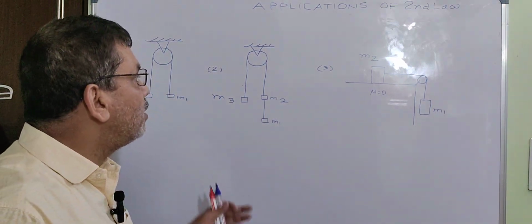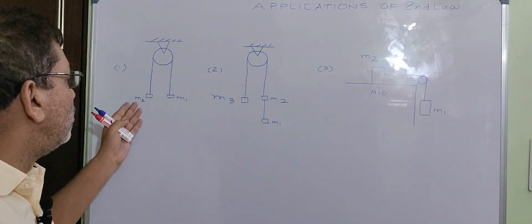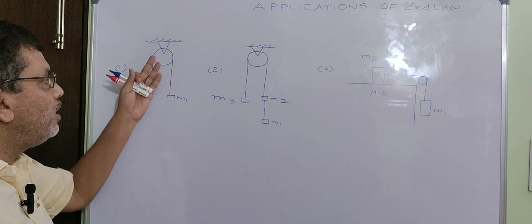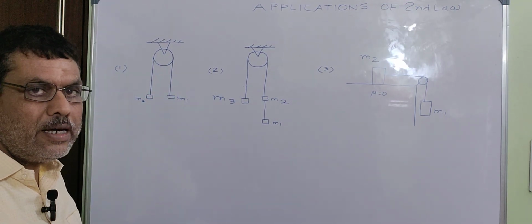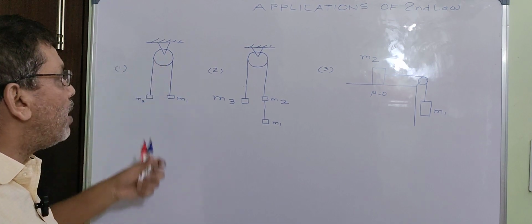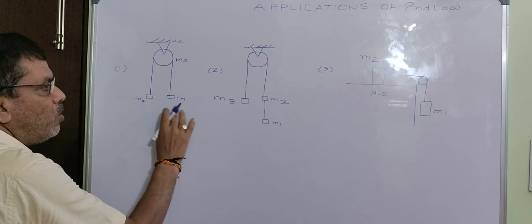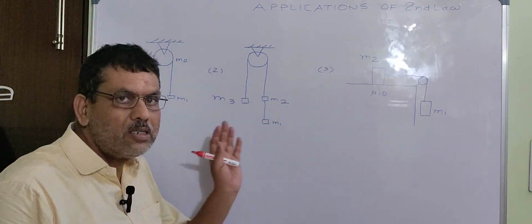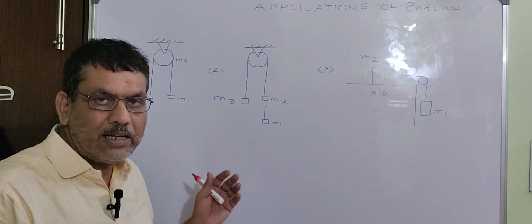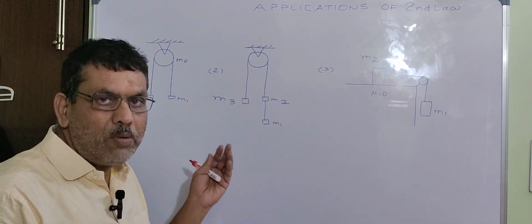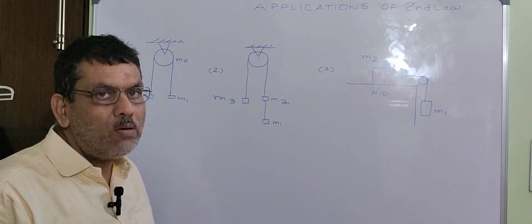Dear students, let us see how to find out application on these three situations. Two masses are connected with the help of a string. The string is massless and inextensible also. The pulley is massless also, right? Now in all these three situations, using Newton's second law of motion, we have to find out the acceleration of the different blocks, and second, we'll find out the tension involved in the string.